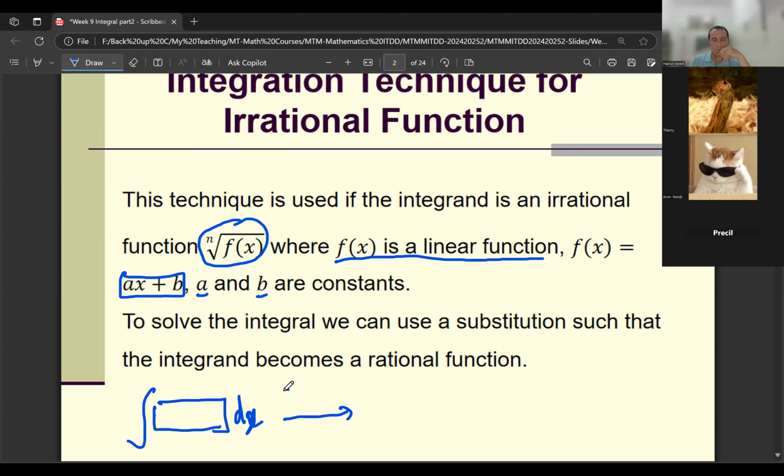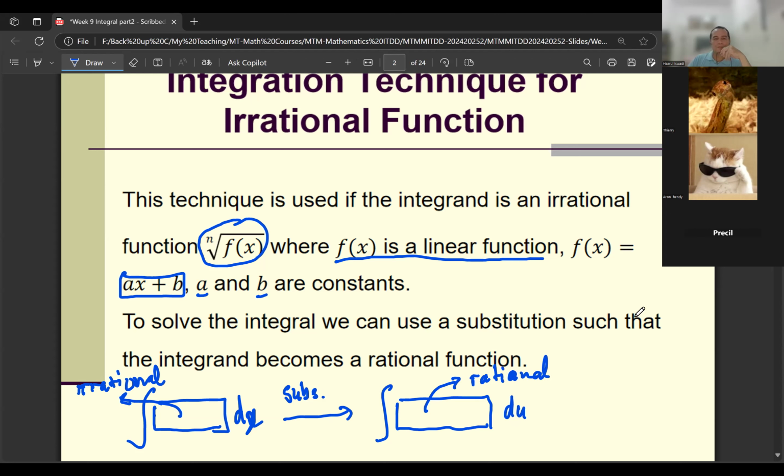we use substitution such that the integrand becomes rational. So this is the idea. We have an irrational function here, so we do substitution such that the integrand becomes rational. So this is the idea.